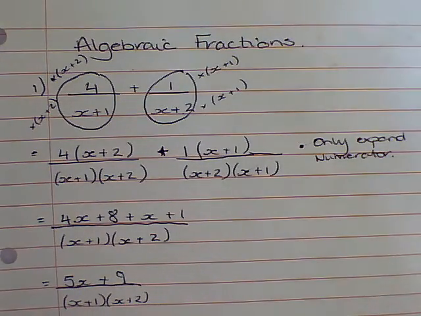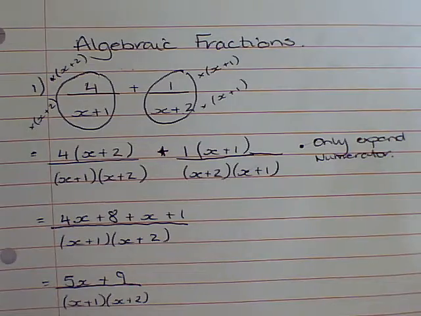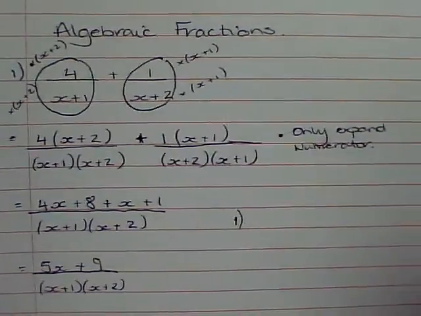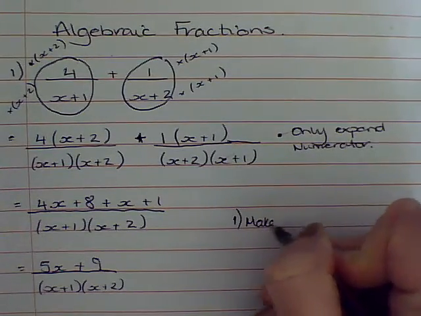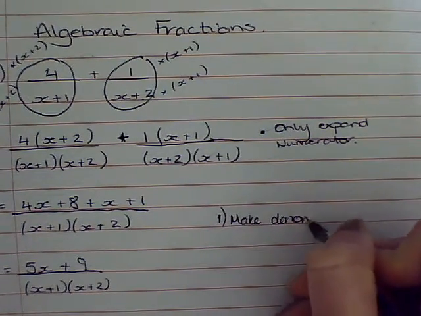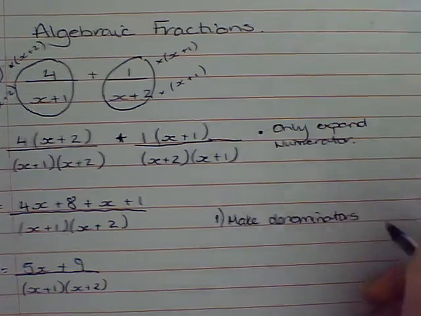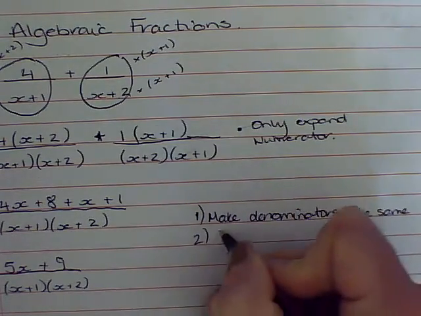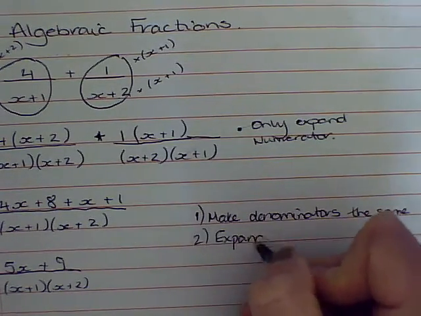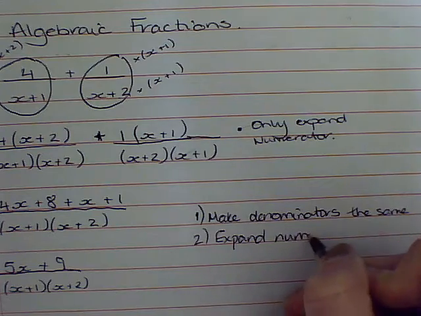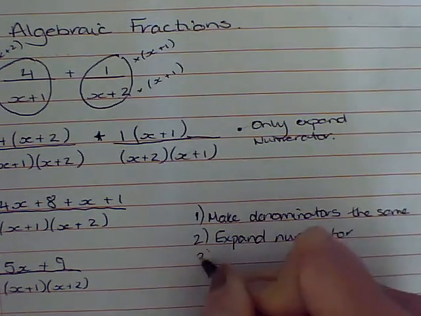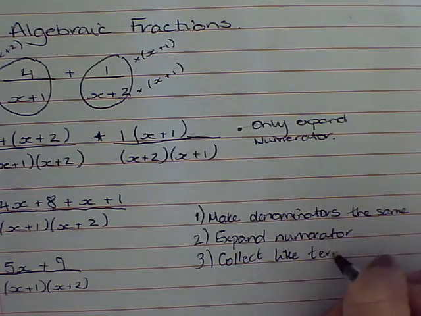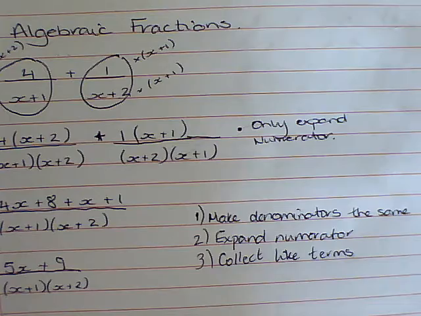It's a mark for each line, sorry, I was going to say a line for each mark, but that makes sense as well. So the first step is to make the denominators the same. Your second step is to expand the numerator. Third step is collect like terms. Okay, and that is you.